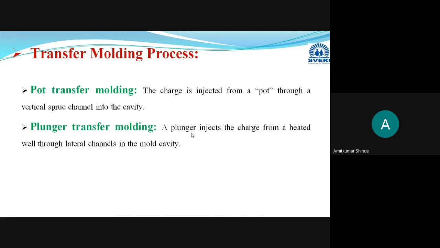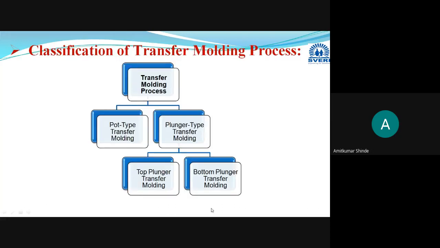Now, transfer molding processes are classified in two types: pot type transfer molding and plunger type transfer molding process. This is the classification of the transfer molding process. Now, on which basis is this classification done?